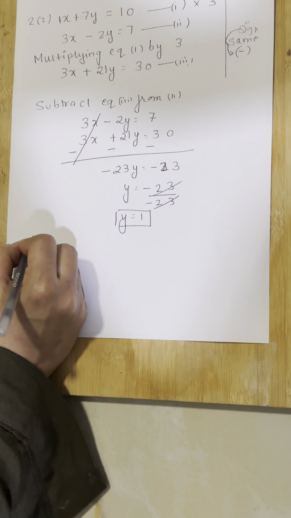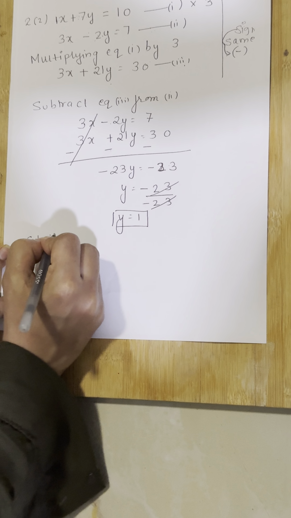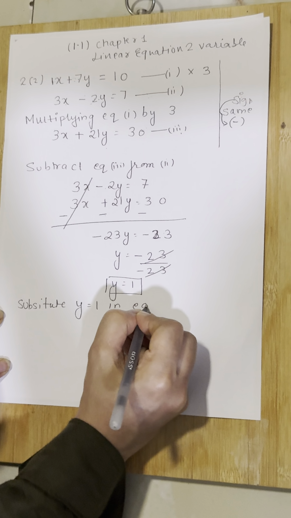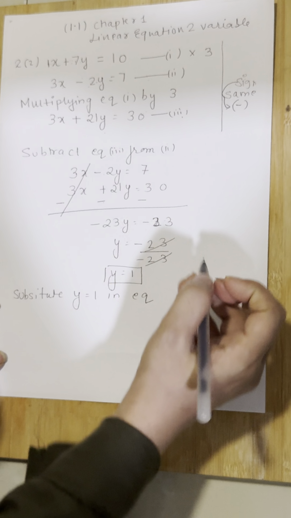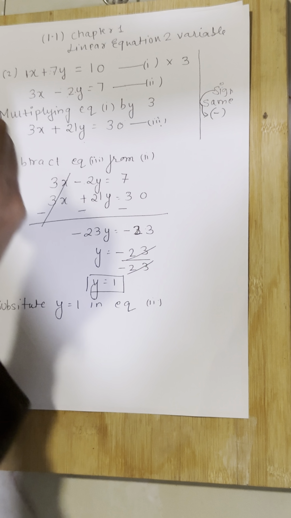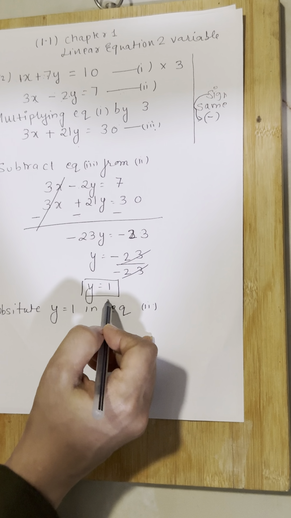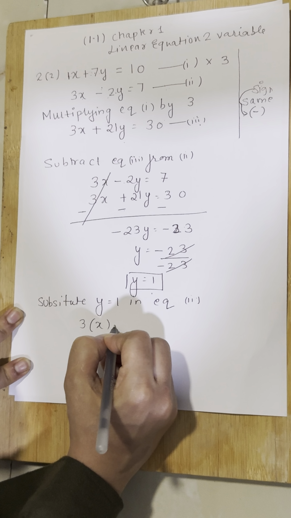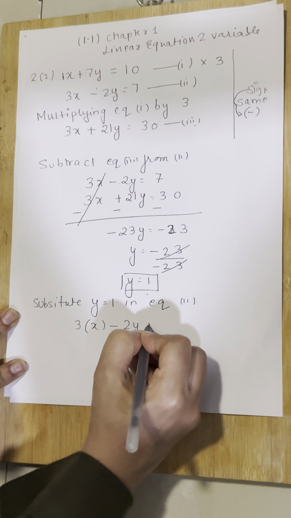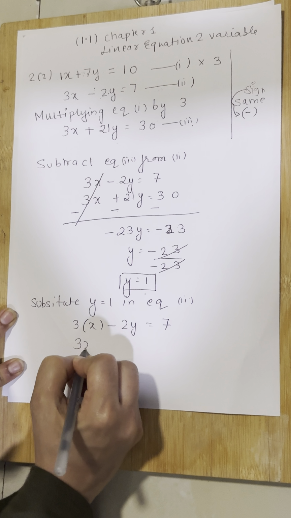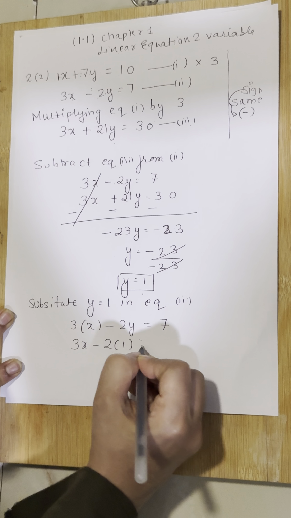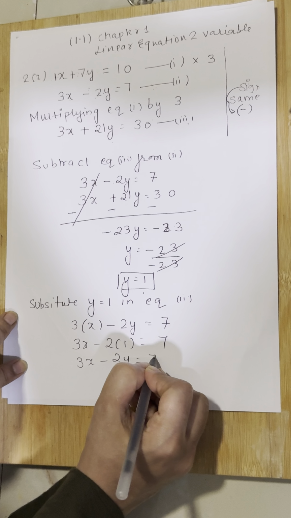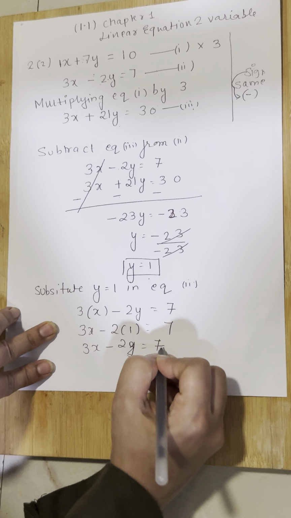Okay, now substitute or put whatever you want, you can write. Substitute y is equal to 1 in the equation. What's the easy equation here? Equation number 2. The equation in which the numbers are small, we'll put in that, because the calculation becomes easy there. So we'll write the equation, then we'll substitute. 3x minus 2y equal to 7. So 3x minus 2 is equal to 7.